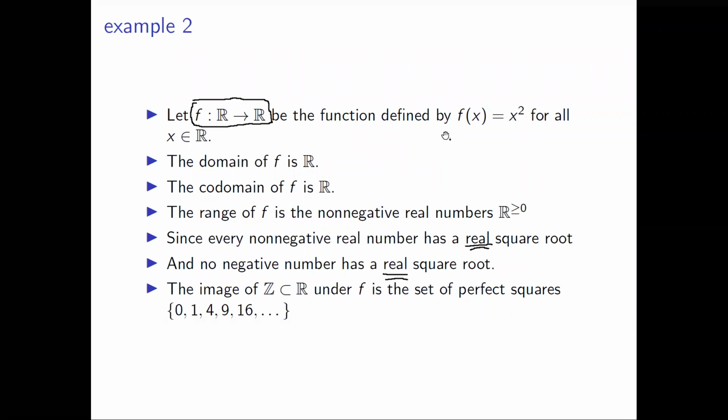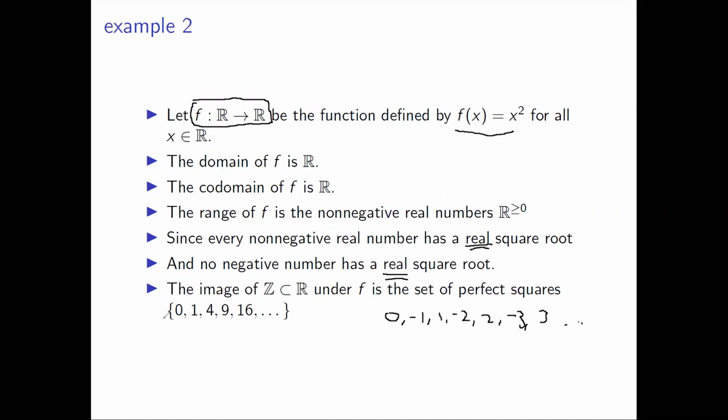And we can do the image of a subset. Again, we'll consider the integers, and let me draw them. So we have 0, -1, +1, -2, +2, -3, +3, and so on. The image of this subset of the reals under f, remember f is the square function, sends 0 to 0. It sends ±1 to 1. It sends ±2 to 4. It sends ±3 to 9. And it sends ±4 to 16, and so on.